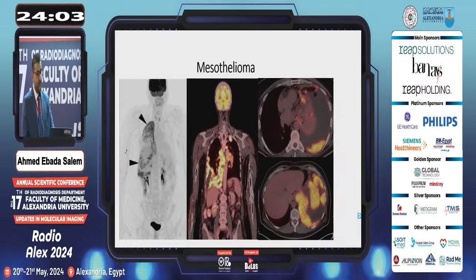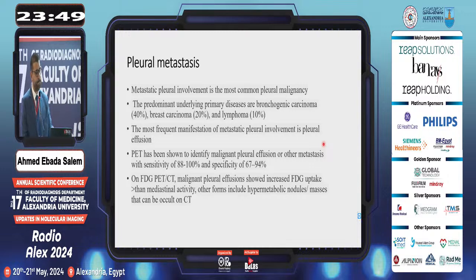This is another patient who had extensive disease related to the pleura on the left side. My first differential in this case would be mesothelioma. The second differential would be diffuse breast metastasis, pleural breast metastasis in a female. Metastatic pleural involvement is the most common pleural malignancy.